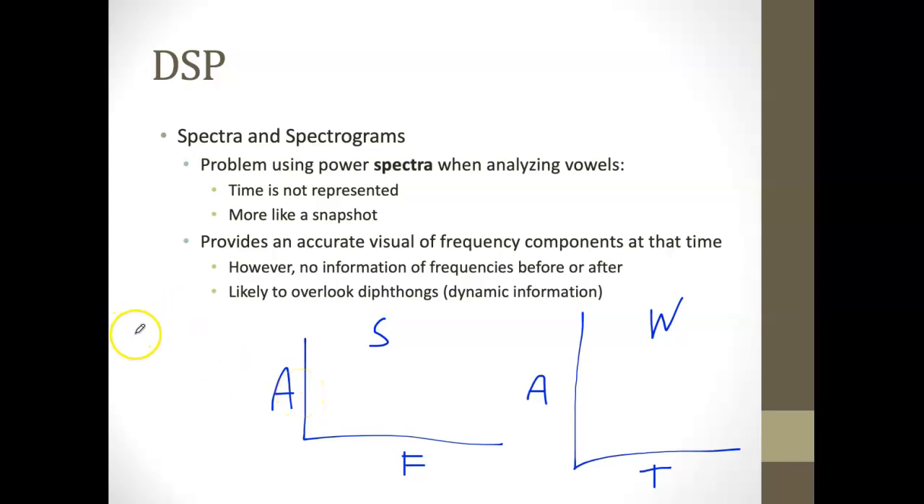It shows time at the bottom, and then it shows frequency. So let me draw that here. You have time at the bottom, frequency here, and then you have the relative shading, darkness and lightness of the visual, as an indicator of amplitude. So the darker it is, the more amplitude it has. So let's look.